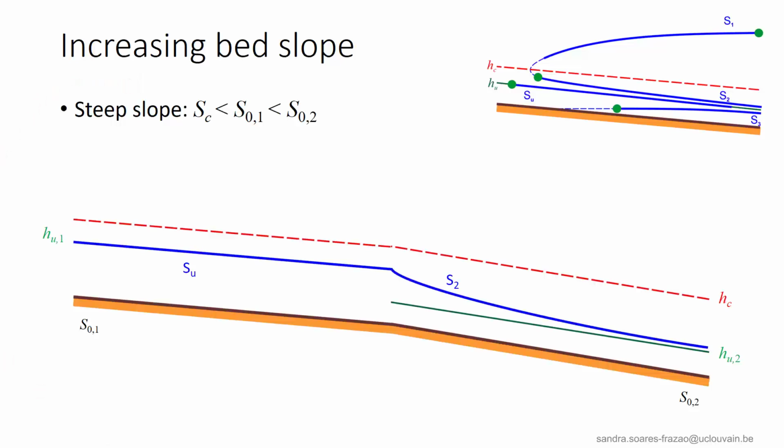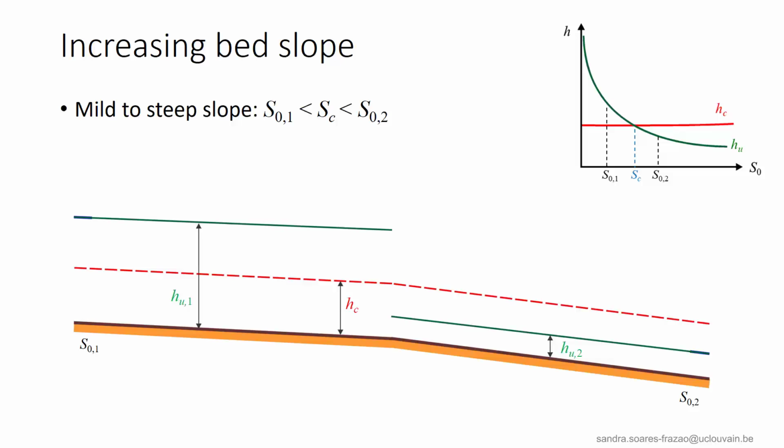In the downstream reach, we have an S2 profile that starts from HU1 and tends to HU2. This S2 profile is a supercritical profile, controlled by the upstream conditions. In this case, it is the upstream normal depth HU1.